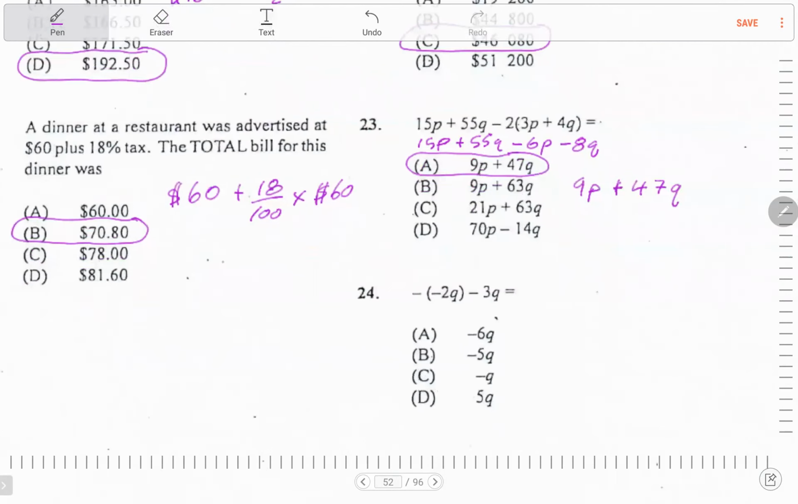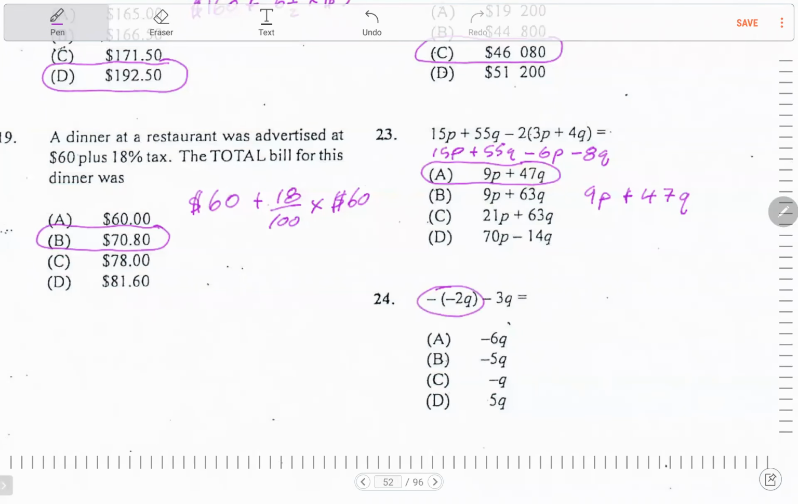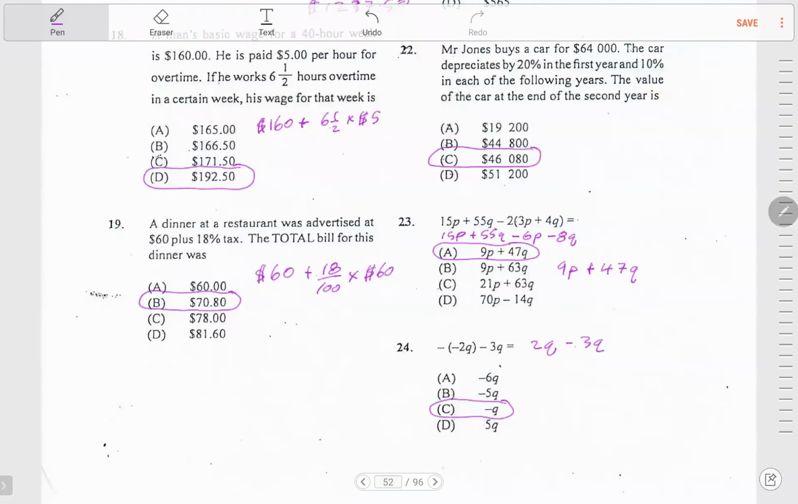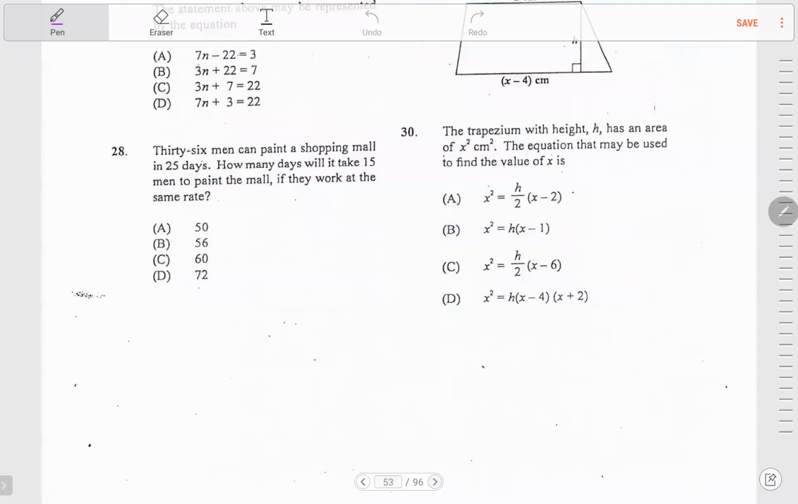We did this one already as well. This minus minus makes a plus, so it becomes 2q minus 3q. So that's minus q, the answer. Did that one earlier. All right, moving along.